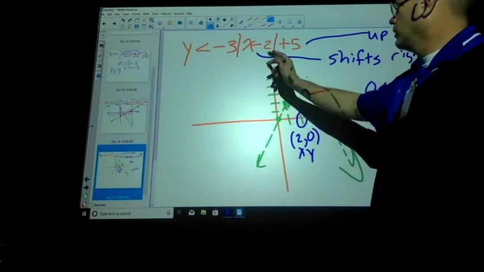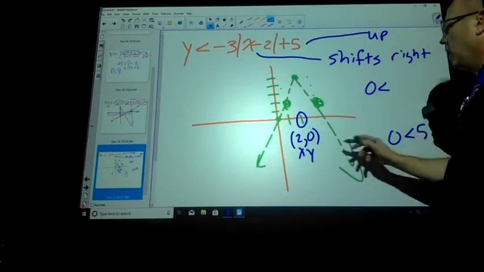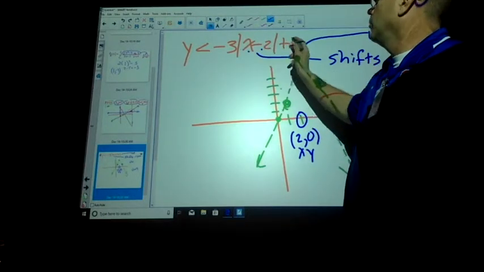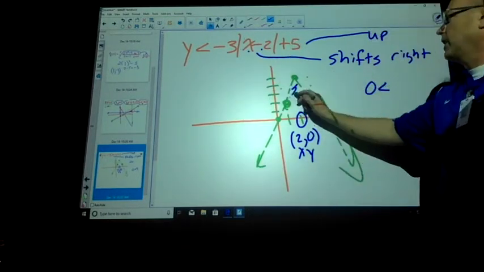So if I plug 2, 0 in, 2 minus 2 is 0, times negative 3 is 0, plus 5. So I shade inside.